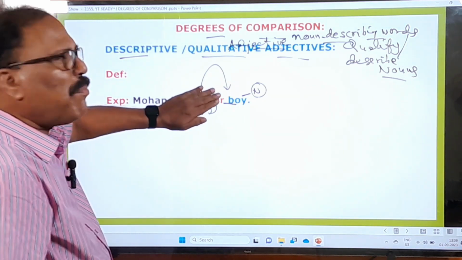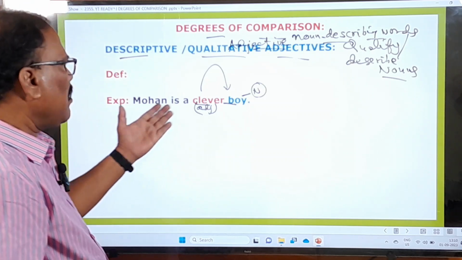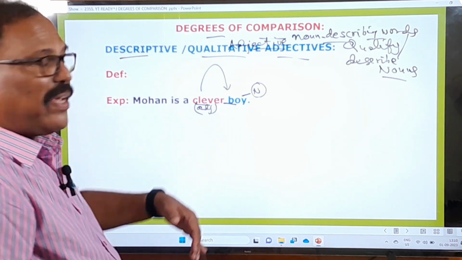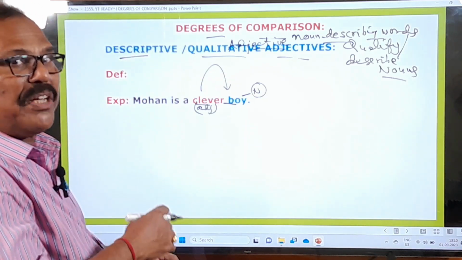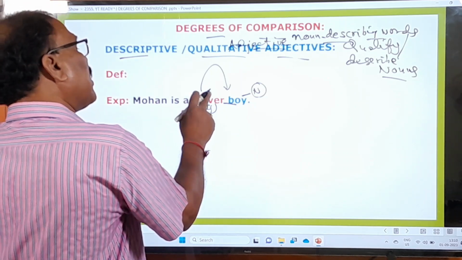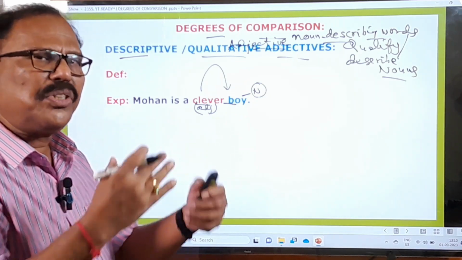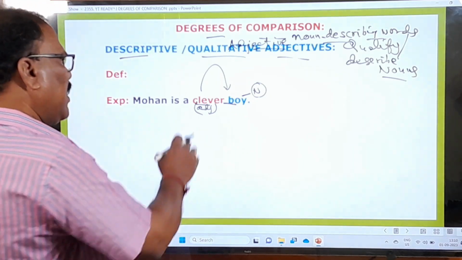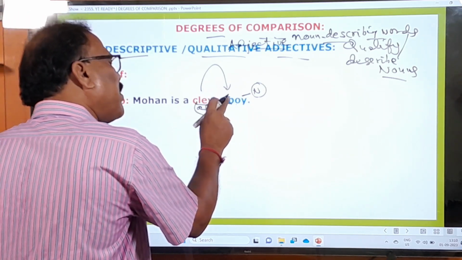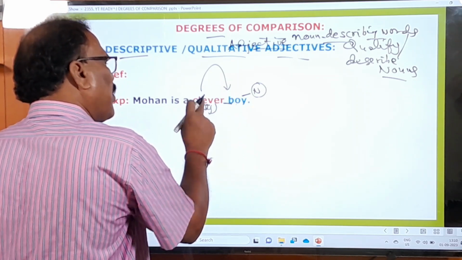Suppose I say Mohan is a boy, am I making any special sense in that? No sense at all. Mohan is already a boy; I need not tell you that. But if I say Mohan is a clever boy, I am giving additional information. Every time, any adjective gives additional information about the noun. That is the duty of adjectives. So here, this word clever is describing and qualifying this noun, and therefore it is an adjective.